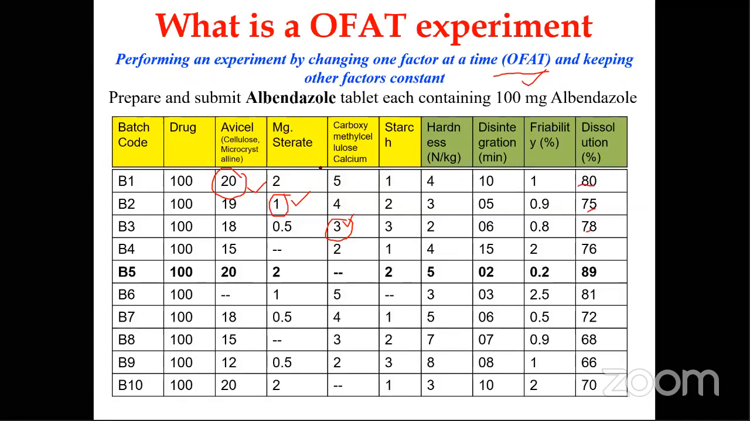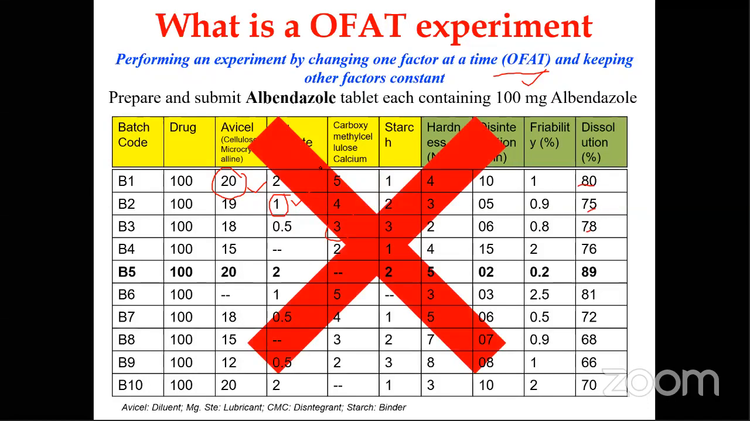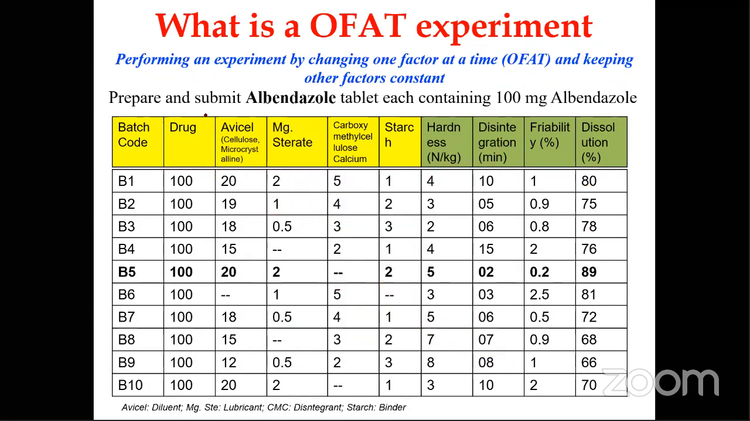But this is not the right way to do it. The right way is that you are able to correlate. When you change AV cell concentration, what happens to my dissolution? When I change magnesium stearate concentration, what happens to my dissolution? The correlation between the excipients and the responses is very much required when you want to develop a quality by design product. So that is the meaning of quality.